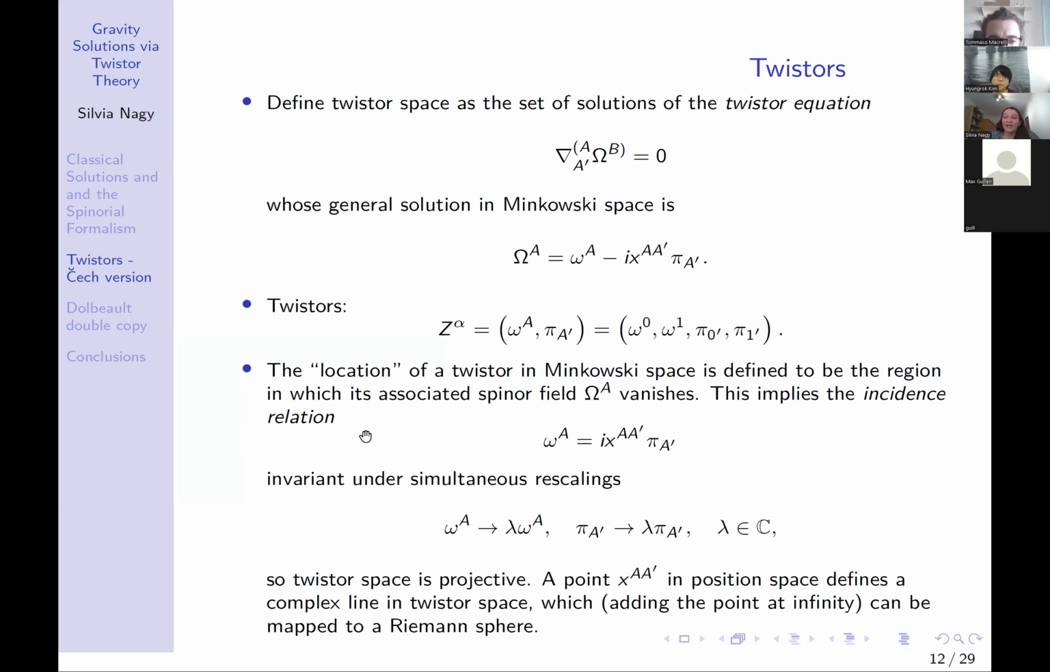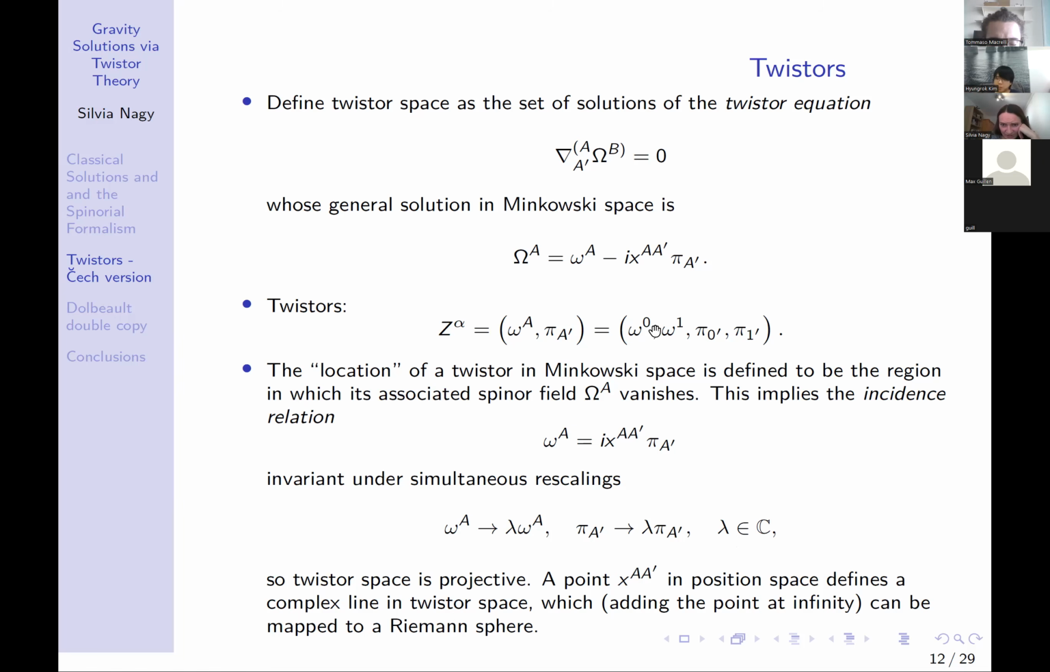Now, something we immediately notice when I write this equation is that it's invariant under simultaneous rescalings, right? So if I rescale this omega by a lambda, and if I rescale pi by the same lambda, this equation stays the same. So this means that our Twistor space is projective. So when I have an object of this kind, I can always divide or multiply by some complex number lambda. Then a point X in position space, as I was saying, defines a complex line in Twistor space.